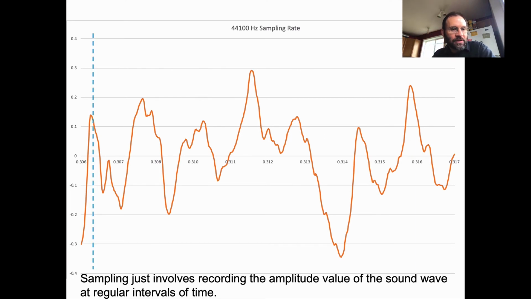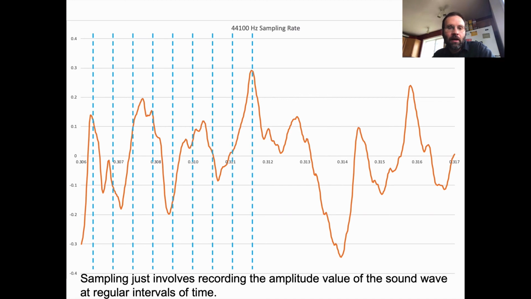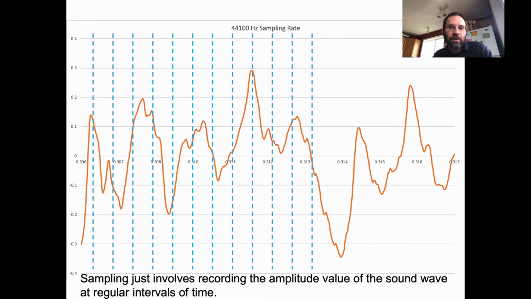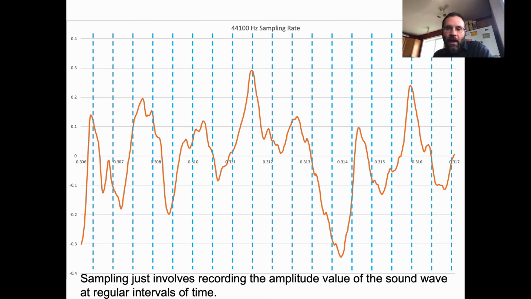So I pick one sample here, and then the next one is this far down the road time-wise. The next one is the same amount of time later, and so on and so forth. At each of these blue lines, I need to pick a value of the sound file and just record its amplitude value. I know what time it is because they're all evenly spaced, and I'm just going to grab the amplitude value at that particular point in time. I'm going to circle which amplitude value I get as we go down the line here, and hopefully you can see that fine on your computer screen.